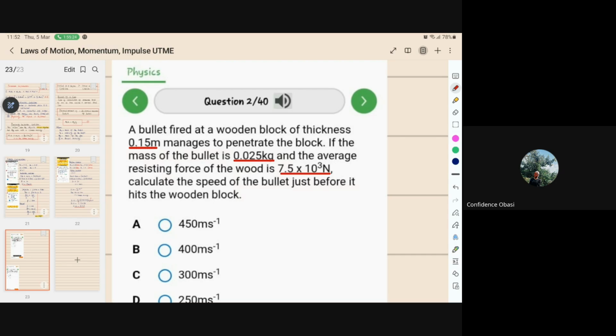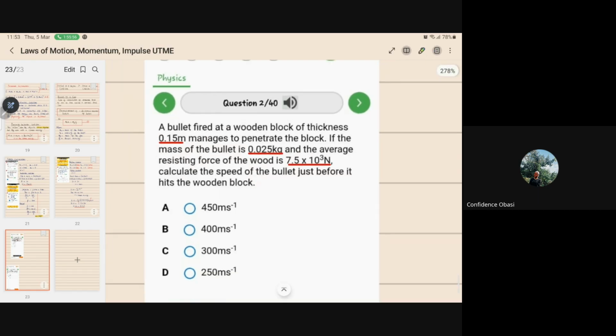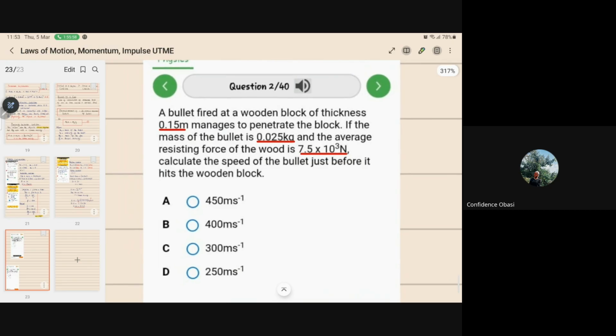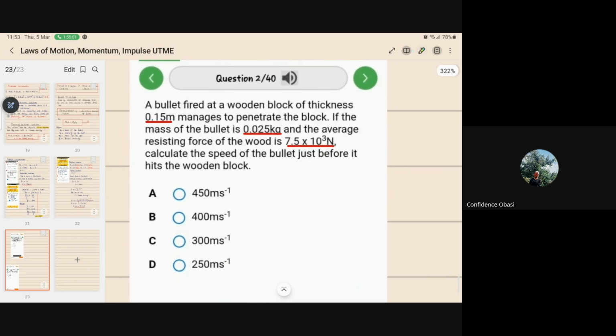So we have to make use of the thickness, which is 0.15. We make use of the mass of that body. We will make use of the resistive force. Now, remember that when that bullet hits that wooden block and penetrates, the final velocity is 0. The bullet is going to stop, right? Now, do you know what I'm going to use here? The question is a bit different from your momentum here, but it's not something that we cannot solve basically. So look at what I'm going to do now.